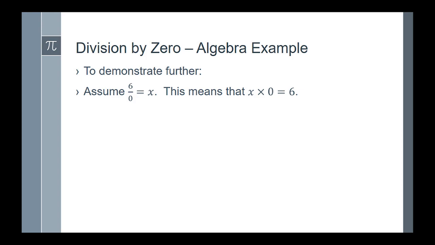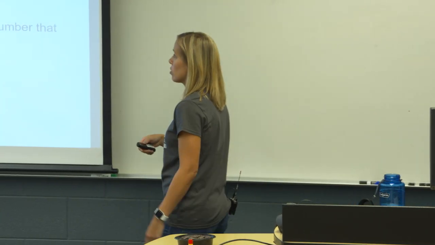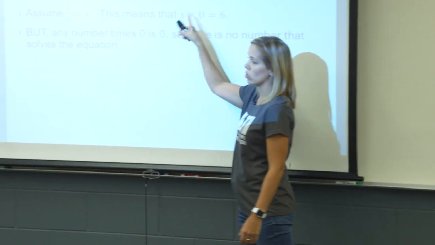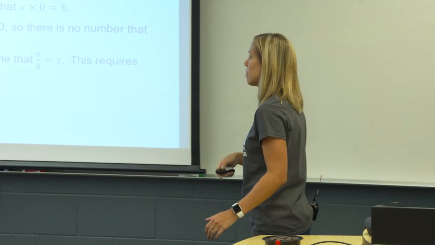So to demonstrate further using something other than A, 6 divided by 0, let's say that that's some value x. Well, then multiplying both sides by 0, x times 0 is going to give us 6. Well, we know that's not true because anything times 0 is just 0. So there's no value I can plug in. There's no number I can multiply by 0 and end up getting 6.